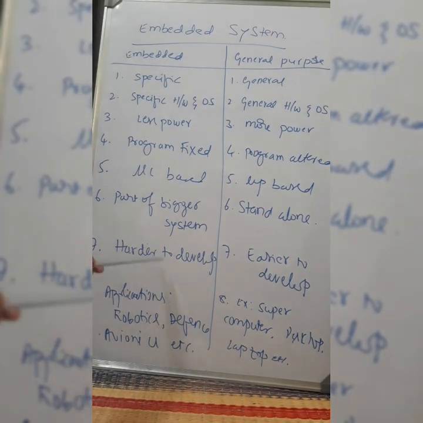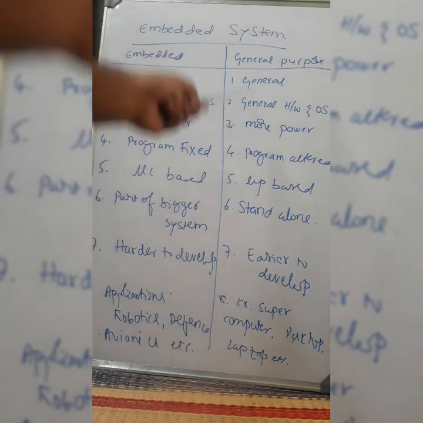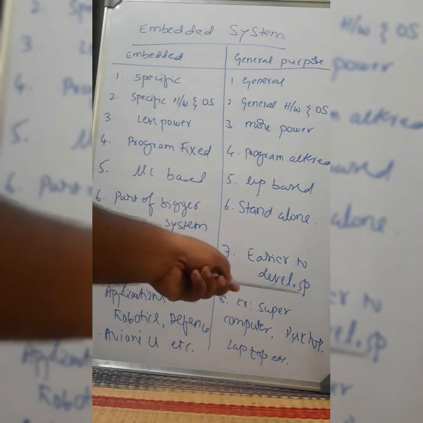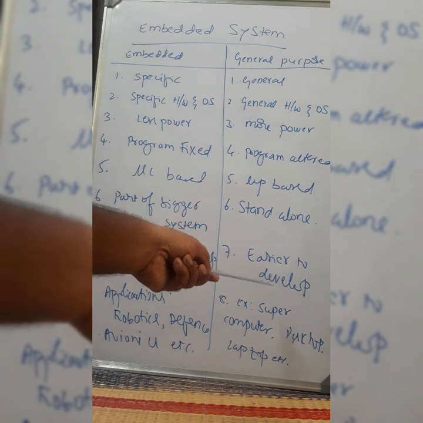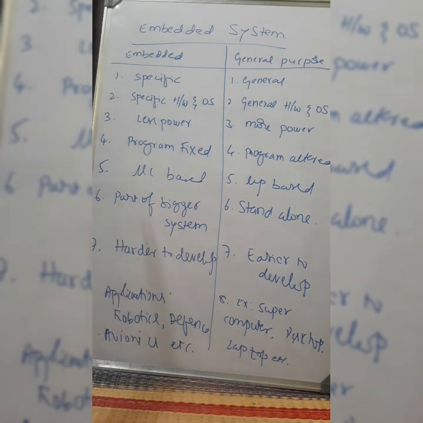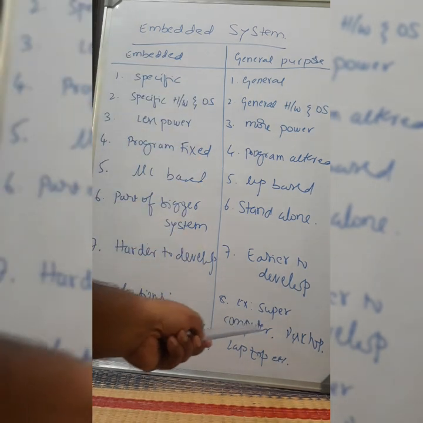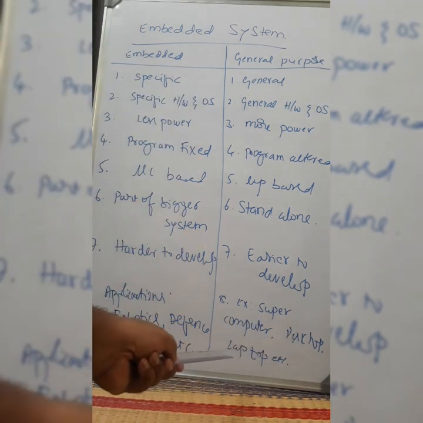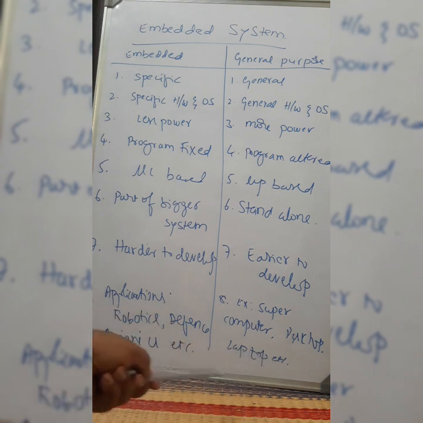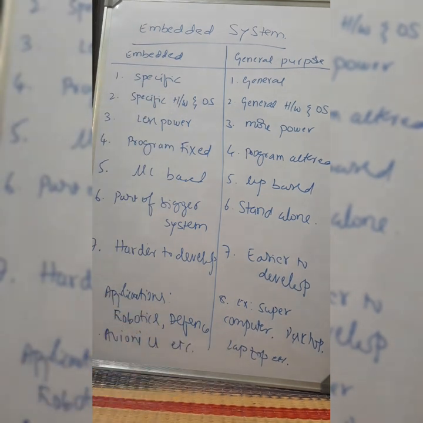Embedded system is much harder to develop. That means a designer has to be there to come up with the development of an embedded system. General purpose system can be easily developed by assembling separate units. Applications of embedded system are robotics, defense, avionics, etc. Whereas the examples of general purpose system are supercomputer, desktop, laptop, mainframe computer, etc.